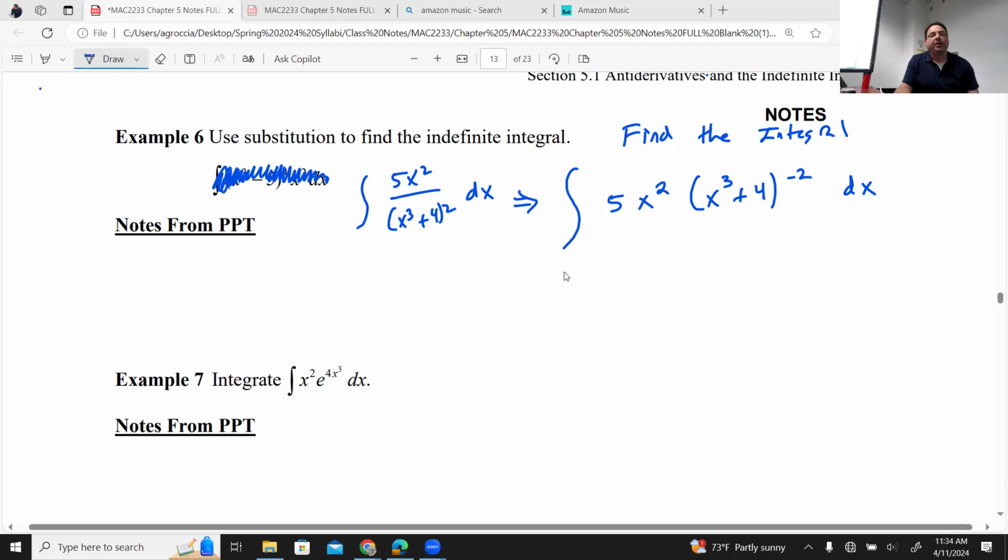So 5x squared times (x to the third plus 4) raised to the negative 2. Positive 2, when you move it up, becomes negative 2. Either way is fine, same thing. Okay, so this one's a more complicated one. So we're going to use u substitution.